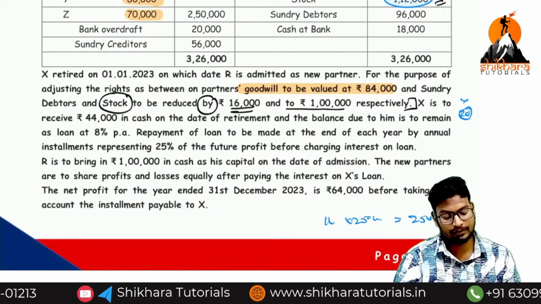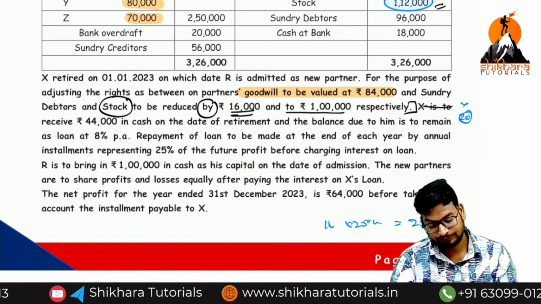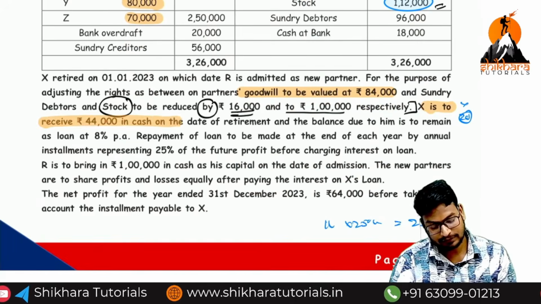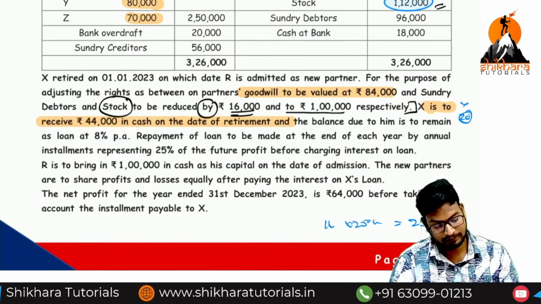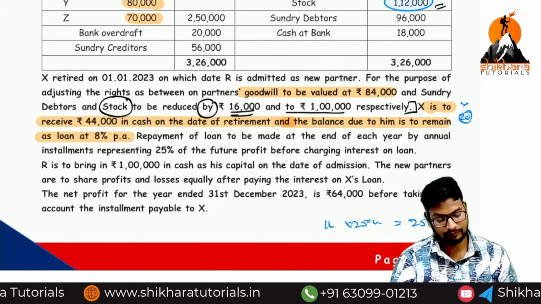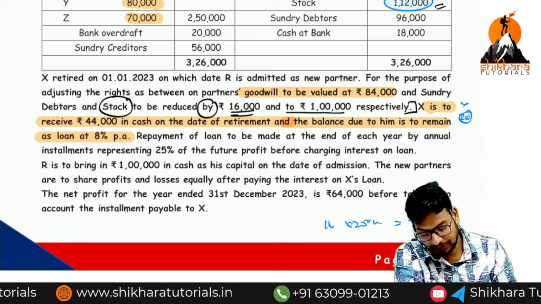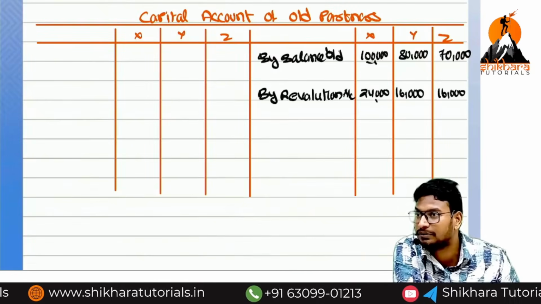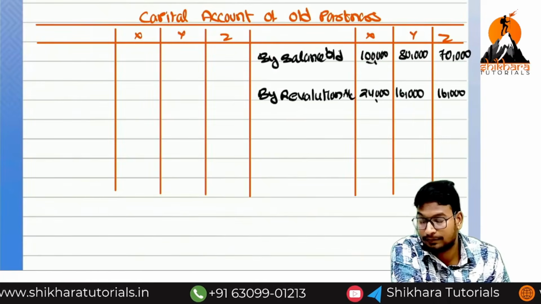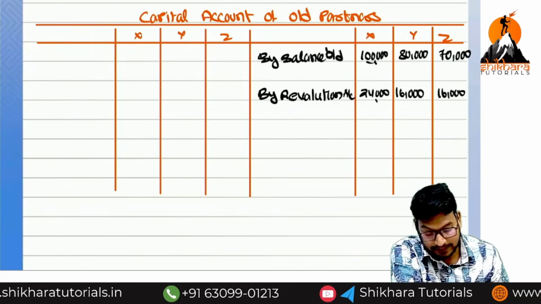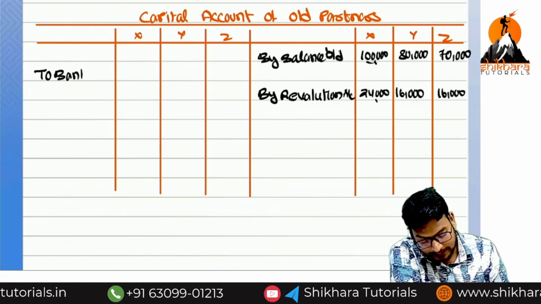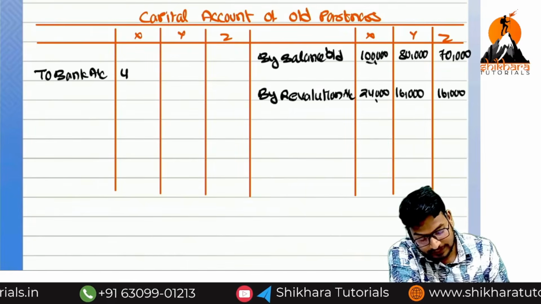What is the next point they are saying, Amma? So we have completed up to here. X is to receive how much, Amma? 44,000 in cash as on the date of retirement, and the balance due to him is to be retained as an 8% loan. Okay. So we need to give how much, Amma? 44,000 rupees to X. So what is the entry? X account debited to bank account. Then to bank, Amma. To bank account. How much, Amma? 40 or 44?